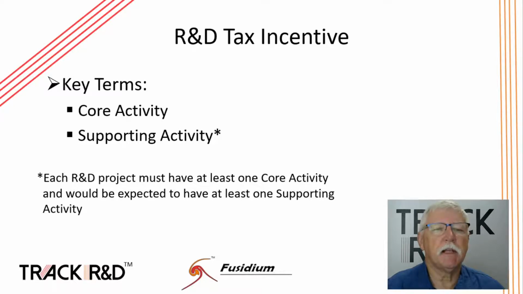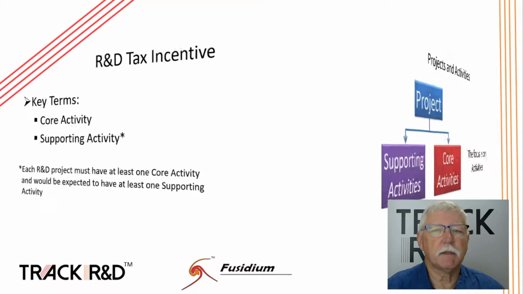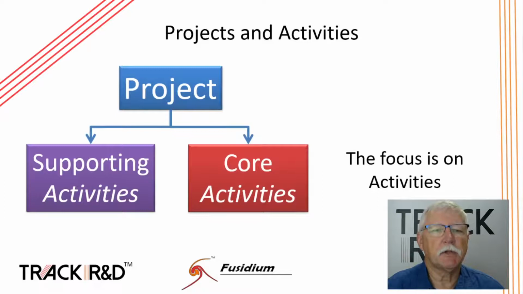It is expected that each R&D project must have at least one core activity and would be expected to have at least one supporting activity to be eligible under the R&D tax incentive. Thus, if we consider a project, we would see that underneath a project you would have these core and supporting activities. And I emphasize here that the focus of the R&D tax incentive is very much on these activities. So it is important to spend some time defining these two terms.